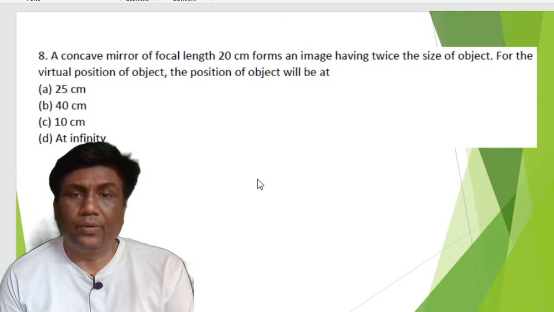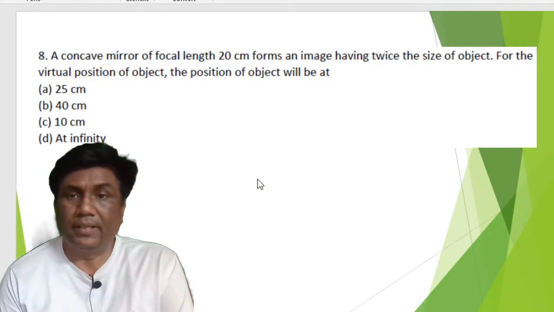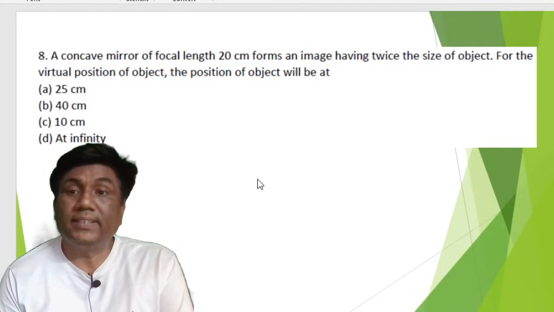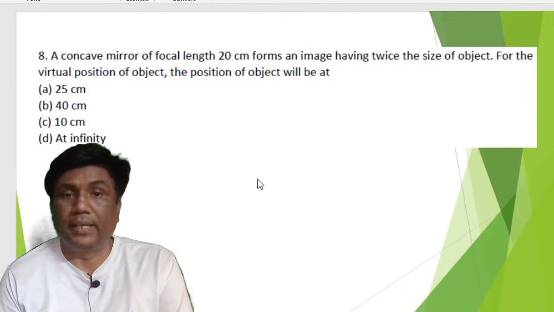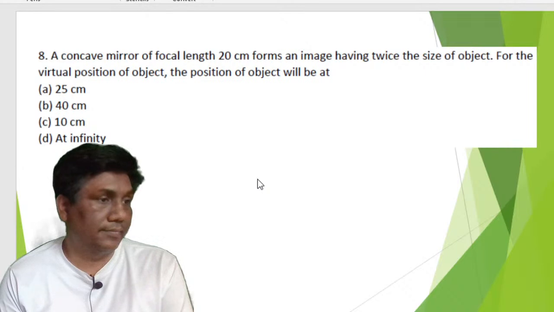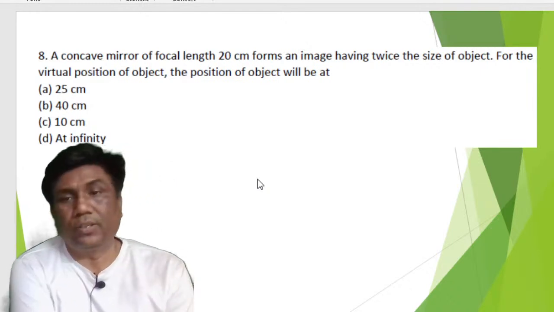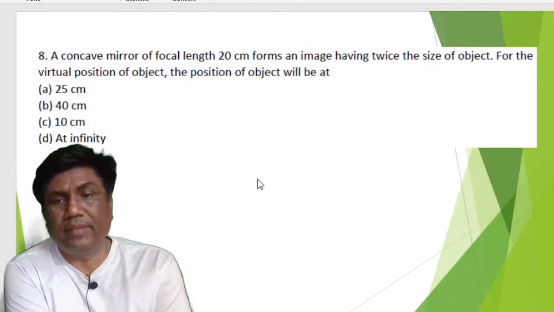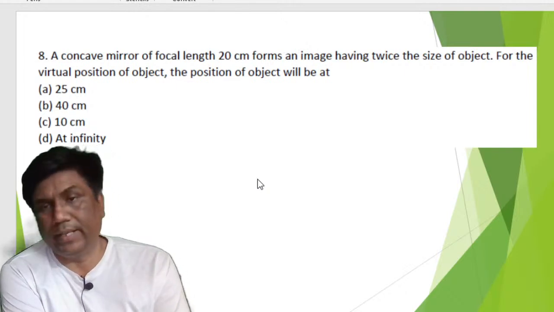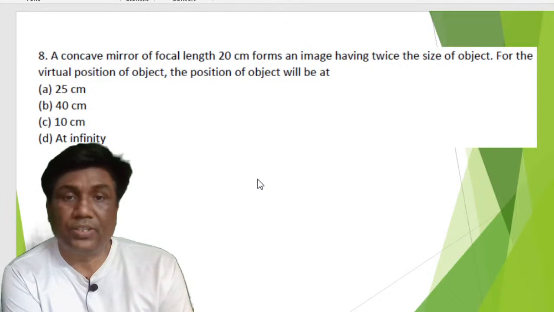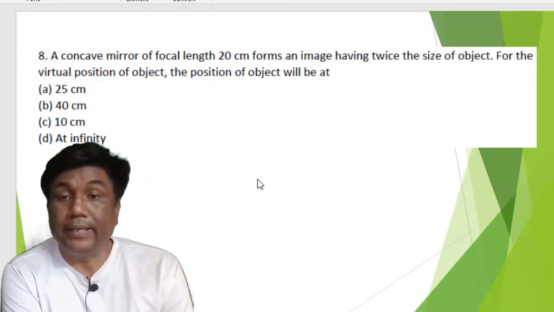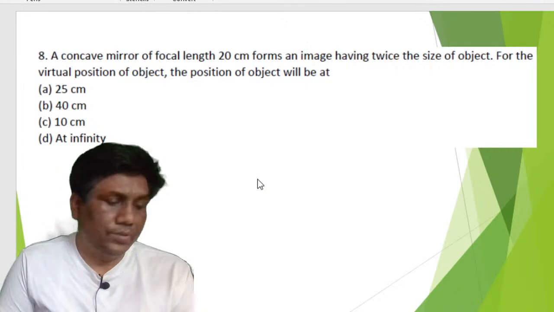A concave mirror of focal length 20 centimeter forms an image having twice the size of the object for the virtual position of the object. The position of the object will be at... For that you need to know two formulas. First of all, the mirror formula. The mirror formula is 1 by v plus 1 by u equal to 1 by f. And the second thing is the magnification of a mirror, m equal to minus v by u, which we need to know.